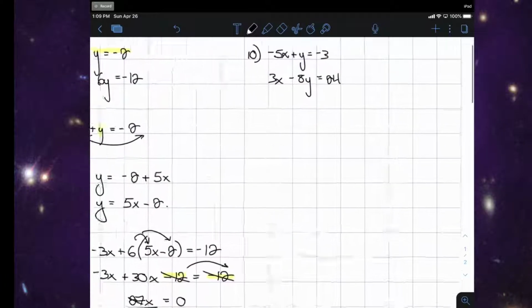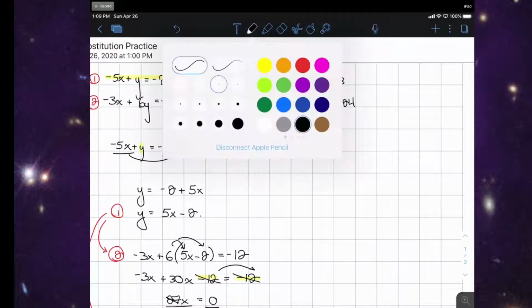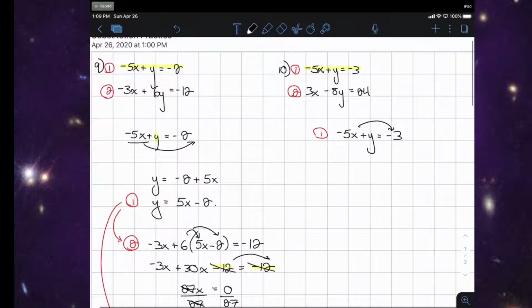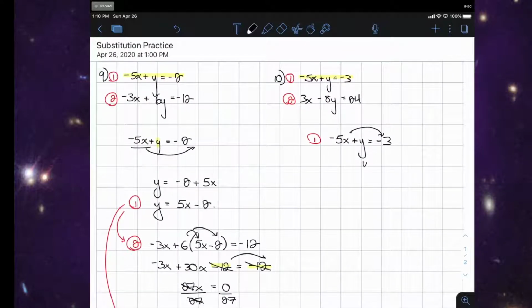So now let's give 10 a try. So again, here I'm going to move 10 over a bit. Again, I'm going to label my two equations, equation 1 and equation 2. And I'm going to start with the simpler of the two equations, which again looks like it's equation 1. So let's rewrite equation 1 down here, and we'll rearrange for y, same as we did for question 9. So -5x plus y is equal to -3. We're going to move the -5x over to the other side. And when I do that, it becomes positive 5x. Actually, looking at this equation, it looks pretty similar to the previous problem.